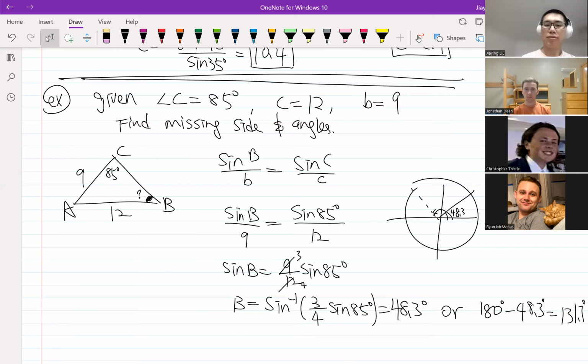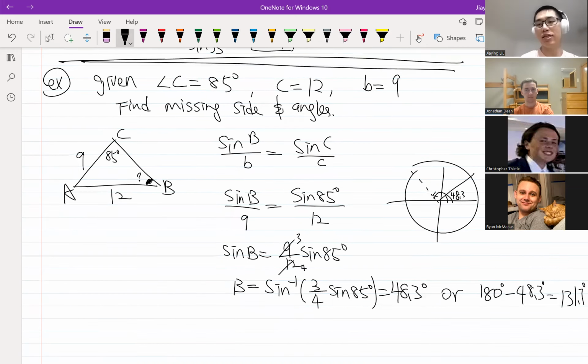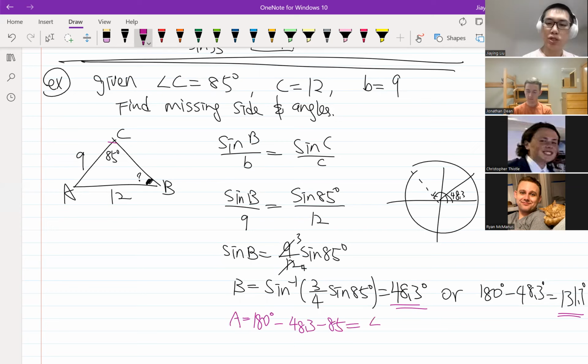Is this like the previous example, where we have to work with both angles to get two triangles? Well, maybe. Let's suppose that's the case. So let's find out the angle A, because we know C is 85, and B has two different possible values. What about angle A? Angle A is going to be 180 degrees minus B, 48.3, minus angle C, 85. And that's going to give us 46.7 degrees. That's fine for an angle inside a triangle.